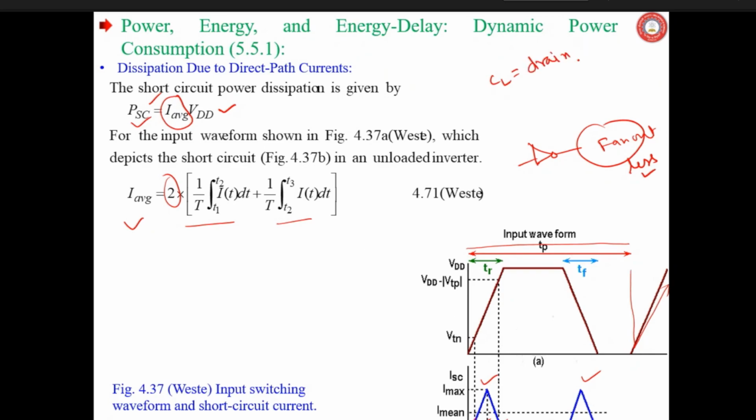Drain diffusion capacitance only you have. Yes or no? Yes, sir. You don't have wire capacitance or you don't have the Cox of fan-out gates.